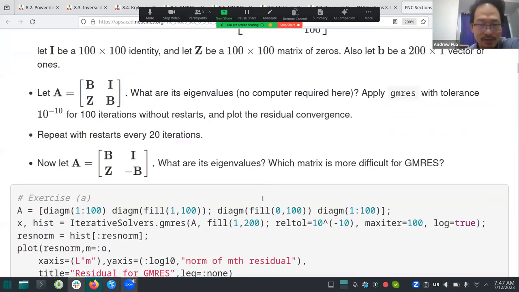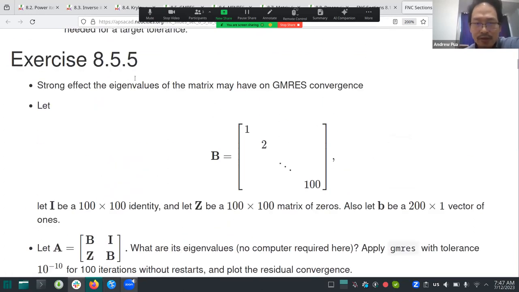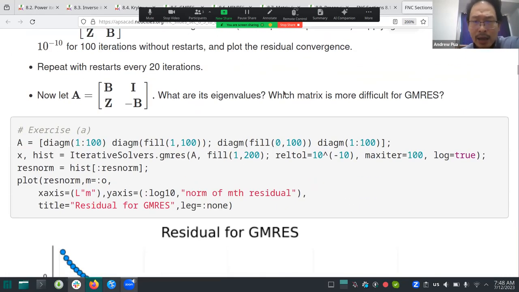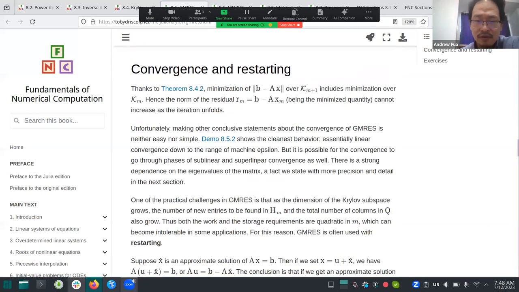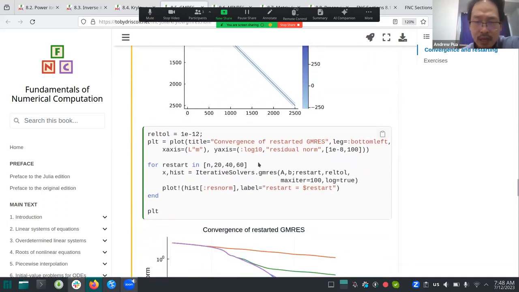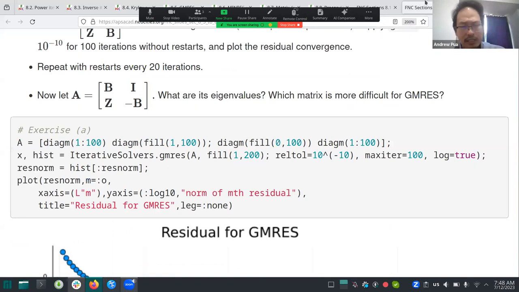I'm not sure if I'll have time to really go through all of these exercises. Some of these are, so exercise 8.5.5 is, I think, the exercise to really pay attention to, because it really shows you that the eigenvalues of your matrix will have a big impact on the convergence of GMRES. And I also want to point out that in section 8.5, they have an implementation of GMRES here, but they also have the GMRES from the IterativeSolvers package, and it uses this command called IterativeSolvers.gmres. That's something that I want to point out, that they use different formulations of it.